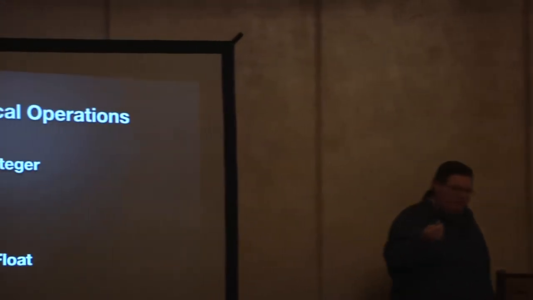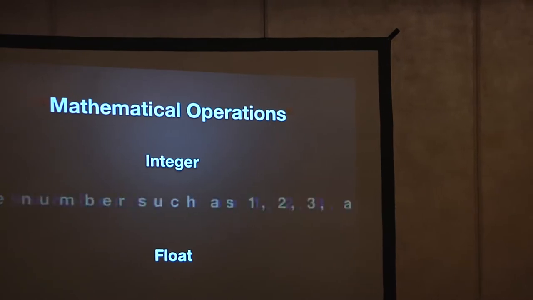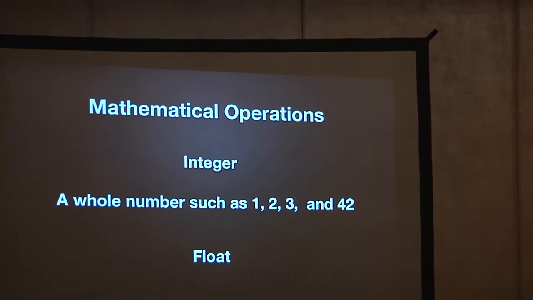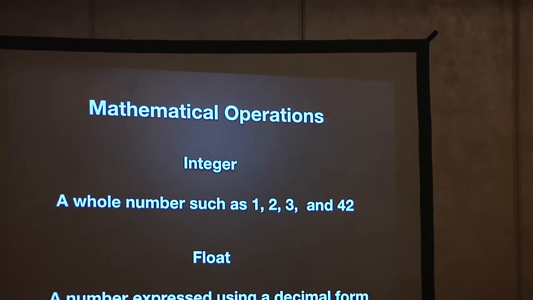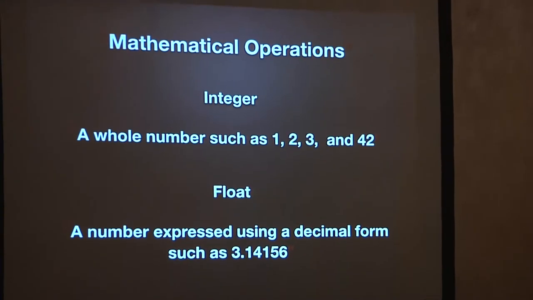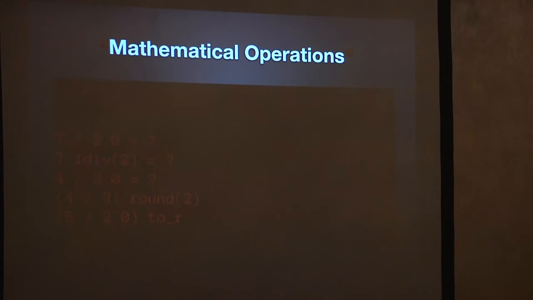Okay. All right. So we've done math. Now, again, we just talked about there are two kinds of base. We saw Fixnum, that's your integer. Right? It's all whole numbers 1, 2, 3, or 42, because 42 has to appear in every slide ever in technology. And a float, which is just simply a number expressed in decimal form, such as pi. So that being said, we can go through those.